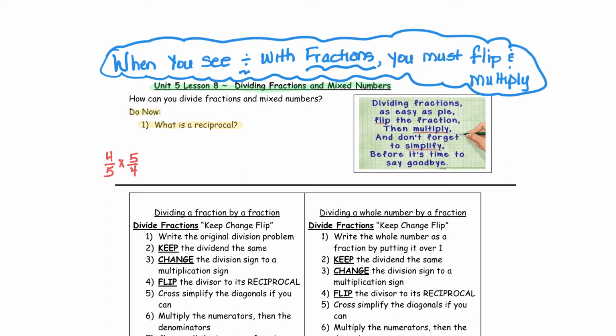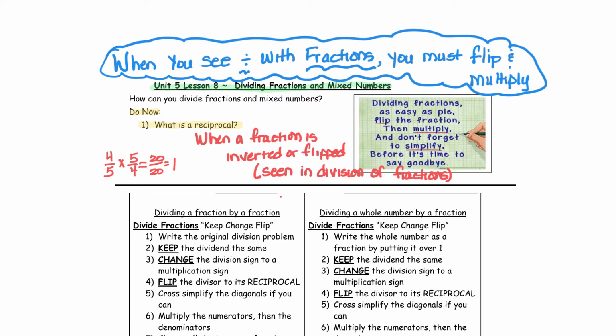If I multiplied these two fractions, what do I come up with? I come up with 20/20, and that's always equal to 1. So for our purposes, and copy this down, what is a reciprocal? When a fraction is inverted or flipped. It's seen in division of fractions. And you're going to hear that language a lot during the course of this lesson.